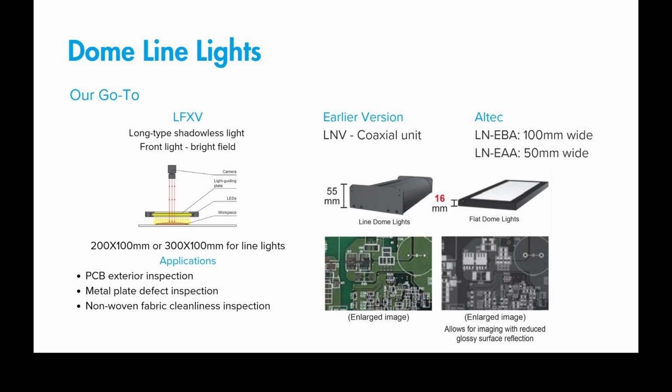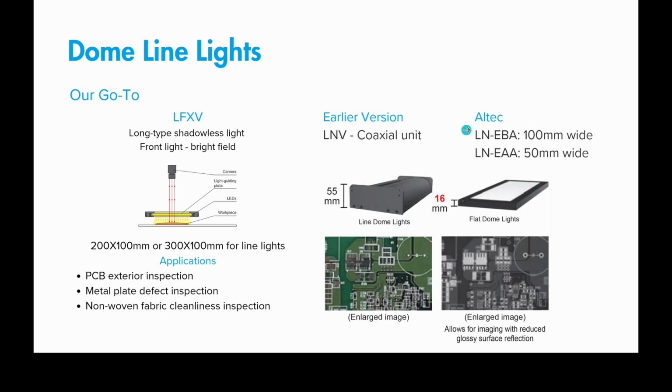So again, if the application is longer than 250, 300 millimeters, this LFX-V light's not going to work, but it is a great shadowless light if your field of view is smaller, getting rid of those 3D height changes, looking at metal inspections, PCB boards, something like that. The earlier version is the LNV, which is actually a coaxial unit. So we don't recommend it, A, because we have the CU LNSP2, and it just isn't really used anymore.